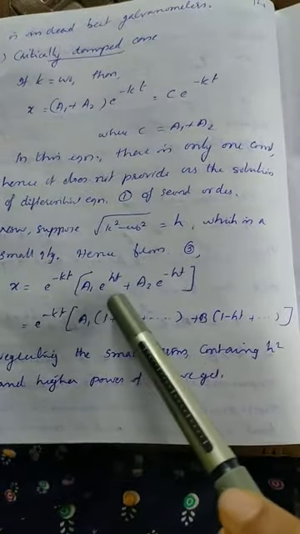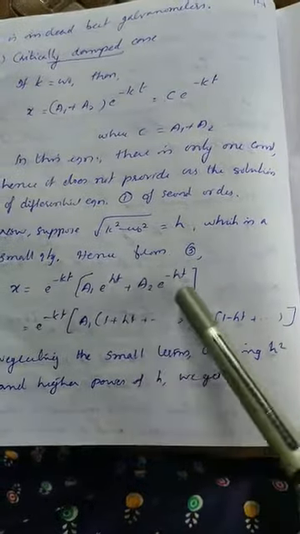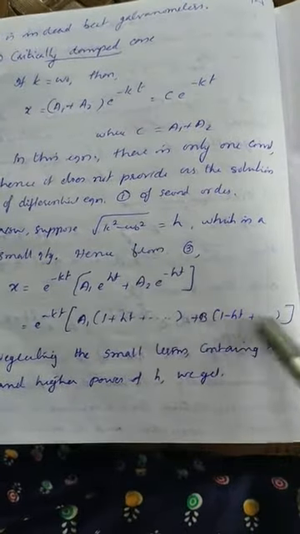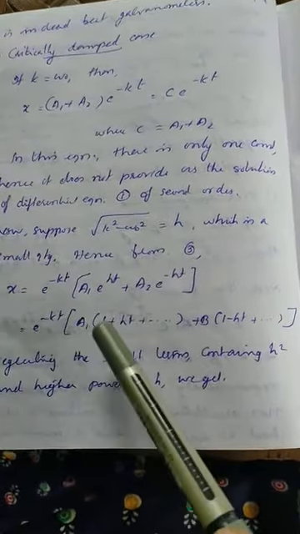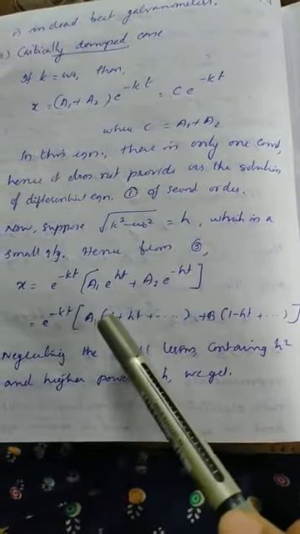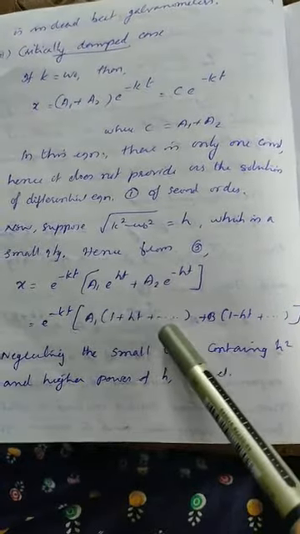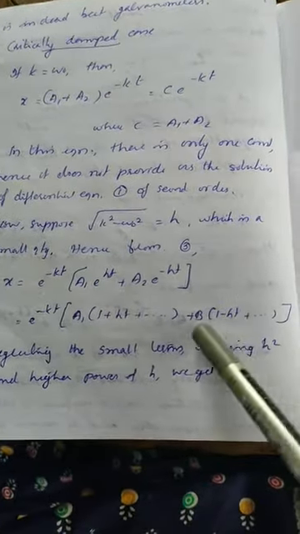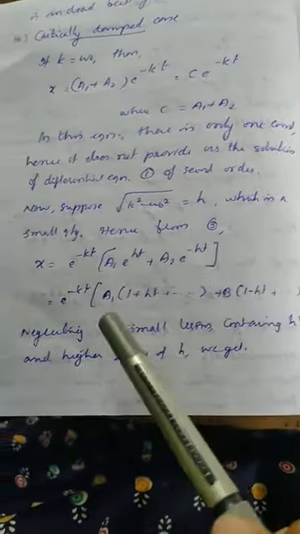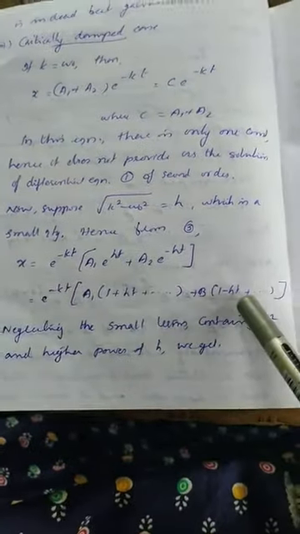And what we are doing is expanding these exponential terms using the series expansion. So the expansion of e to the power x is 1 plus x plus x square by 2 factorial plus etc., and similarly for e to the power minus x, and this equation will become like this.